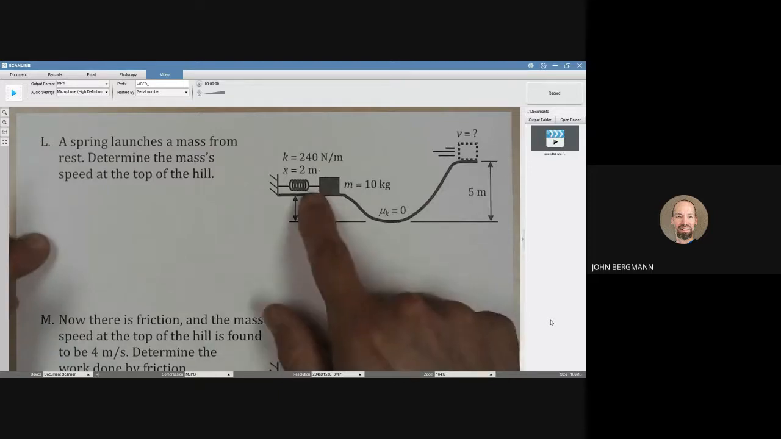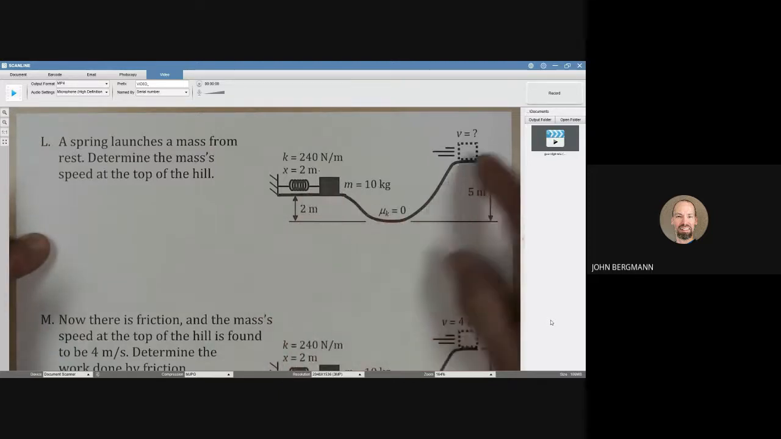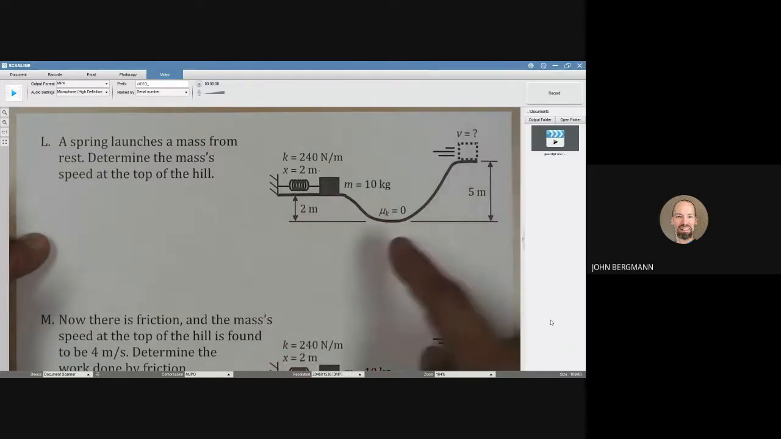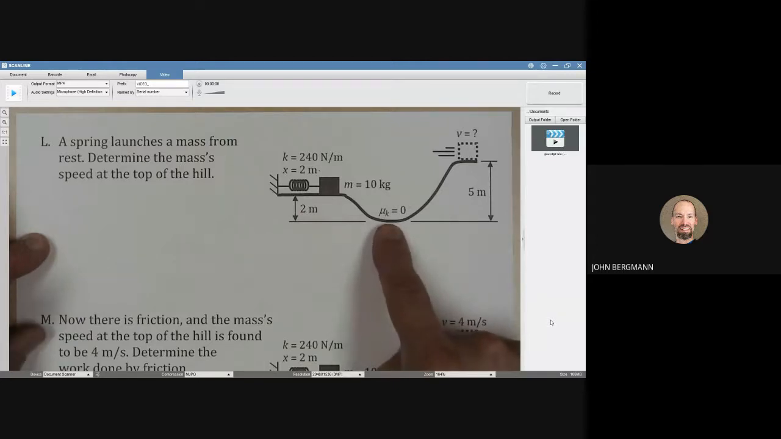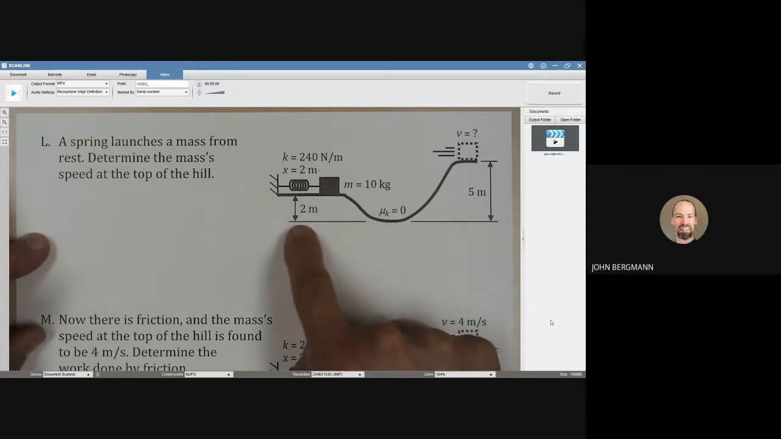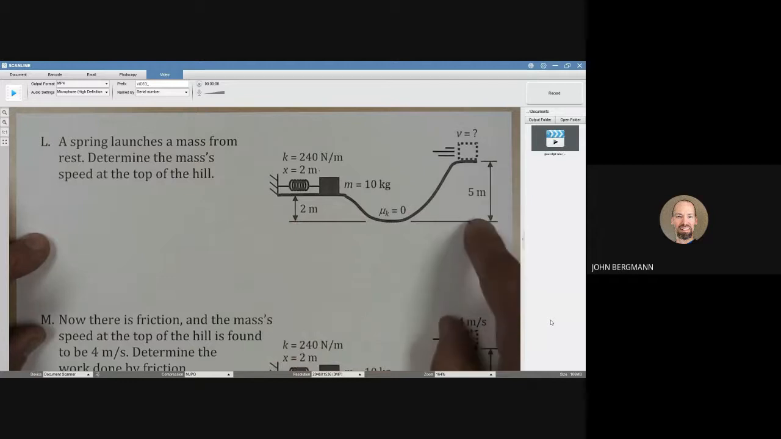This mass comes down here and then goes up, and we want to know its speed right there. We're told that there is no friction. We know the height here is 2 meters. We know it's 5 meters there.